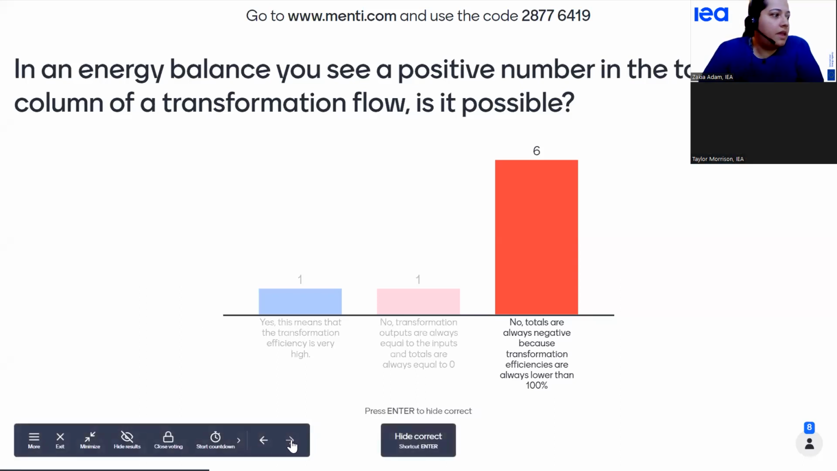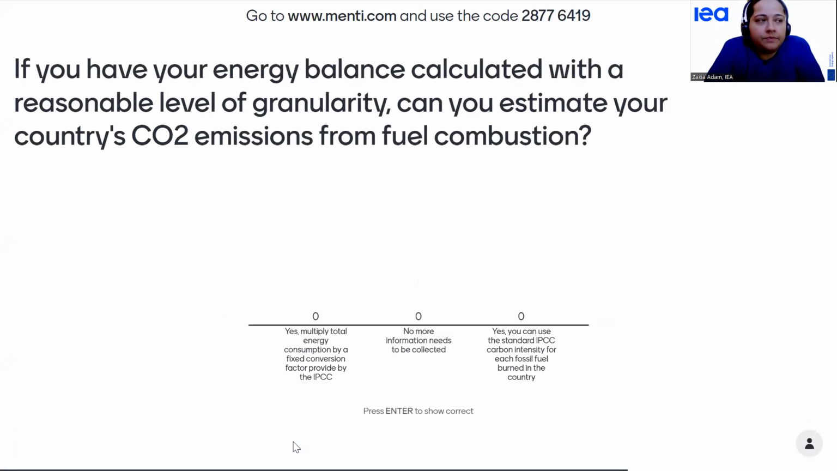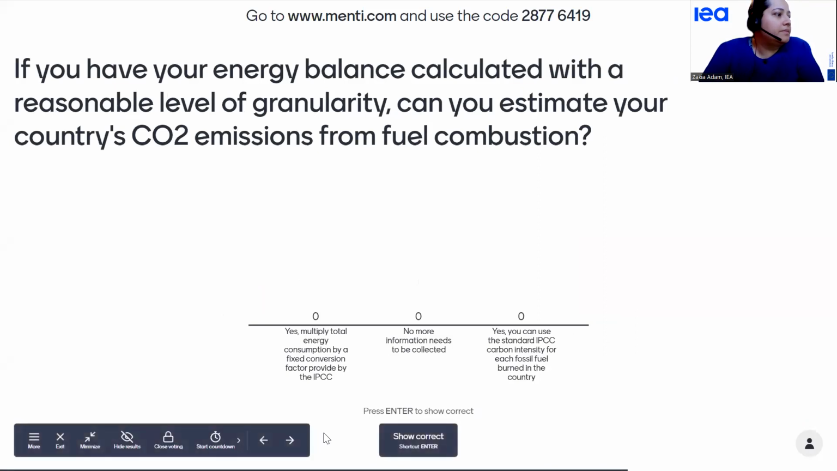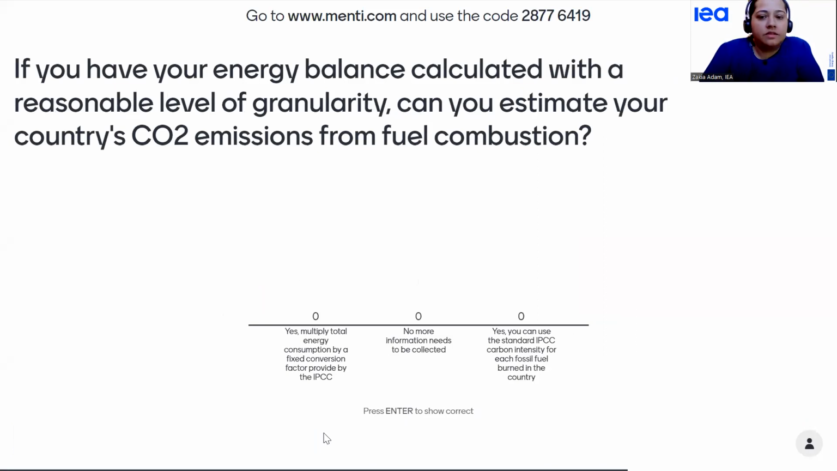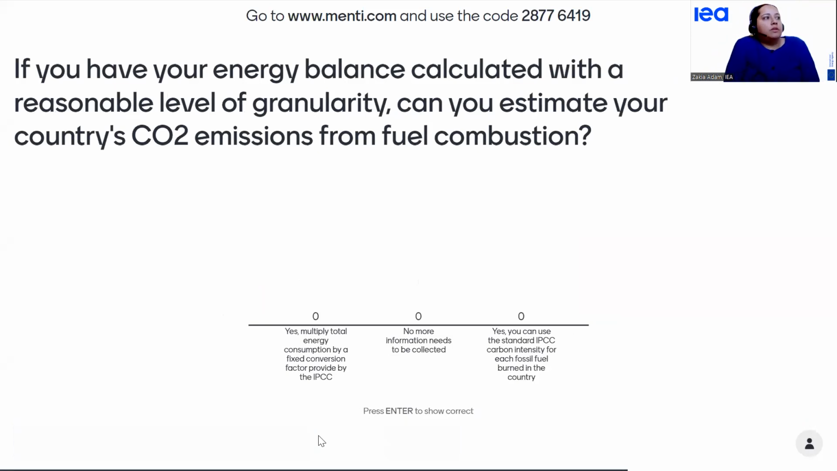So it's still the same Mentimeter code as before. If you still have it open, or if you have not, then please connect to www.menti.com and use the code 2877 6419. So it's the same code as before, and answer this question. If you have your energy balance calculated with a reasonable level of granularity, can you estimate your country's CO2 emissions from fuel combustion?